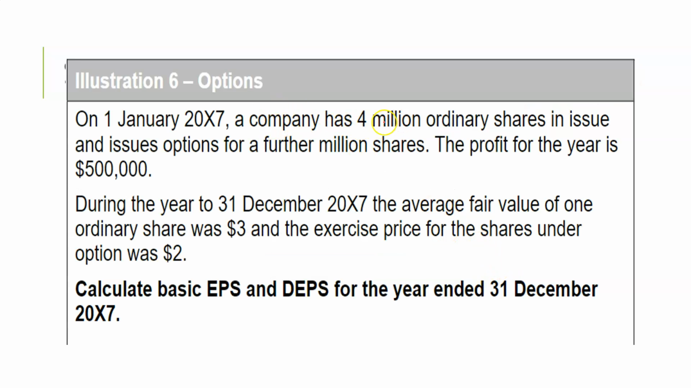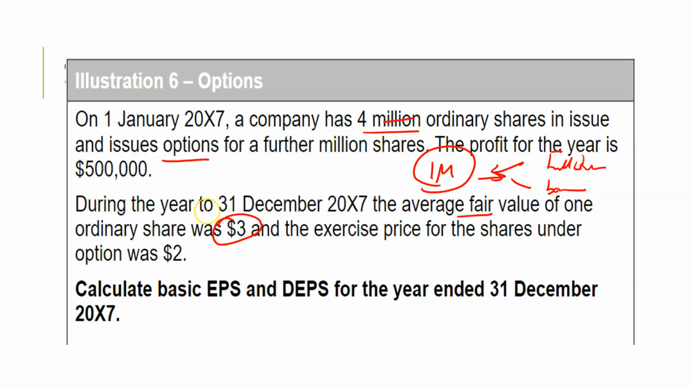A company has 4 million shares currently in issue and issues some options for a further 1 million shares. So they issue 1 million shares, and this 1 million has some shares at full price, some full shares, and some bonus shares. That's exactly like we did for the rights issue. So during the year, what happens? The average fair value of one is $3.